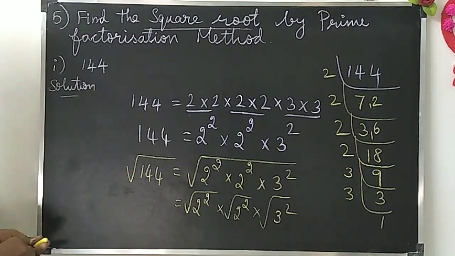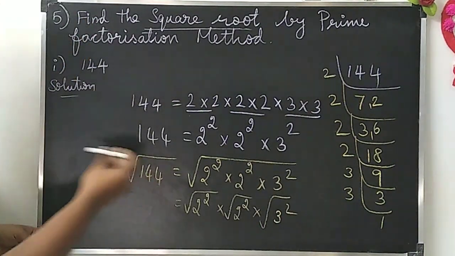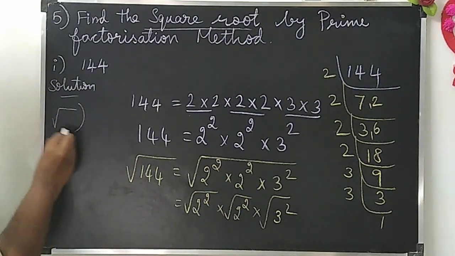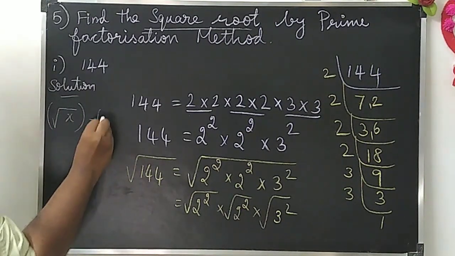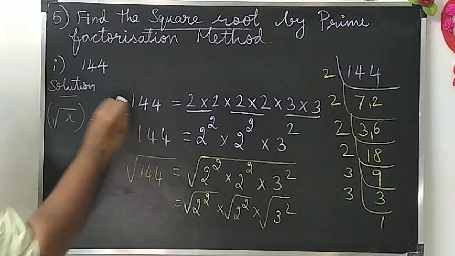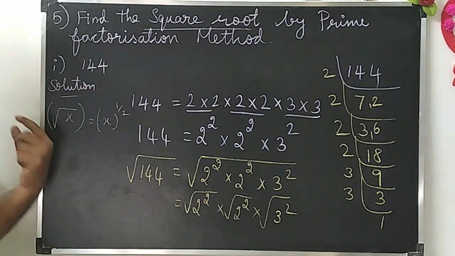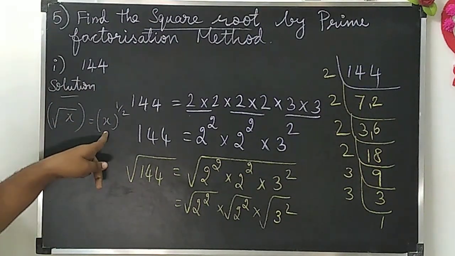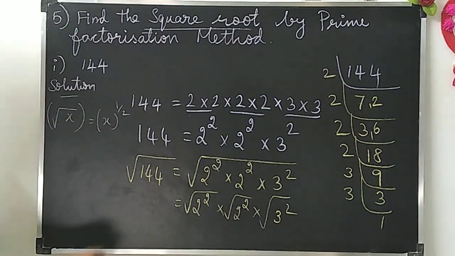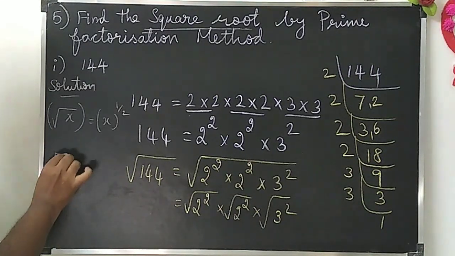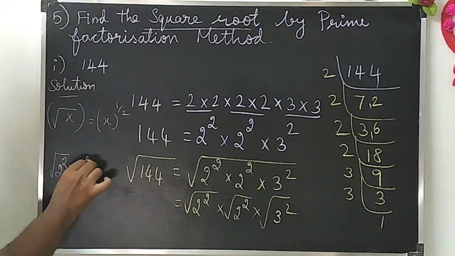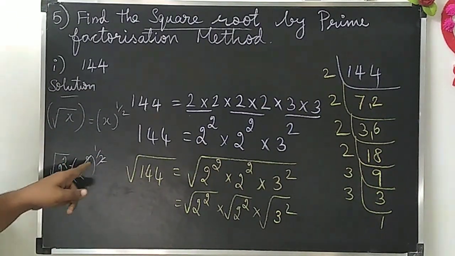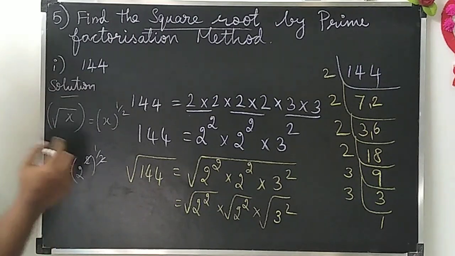Okay, so next we simplify this sum, which means we get the square root value of 144. Just listen, the square root of a number means the number to the power 1 by 2. I already explained this concept in the starting of the square number. So square root of x means x power 1 by 2. In the same concept, square root of 2 power 2 means 2 power 2 into 1 by 2. So the numerator 2 and denominator 2 will cancel, so we get 2 only.